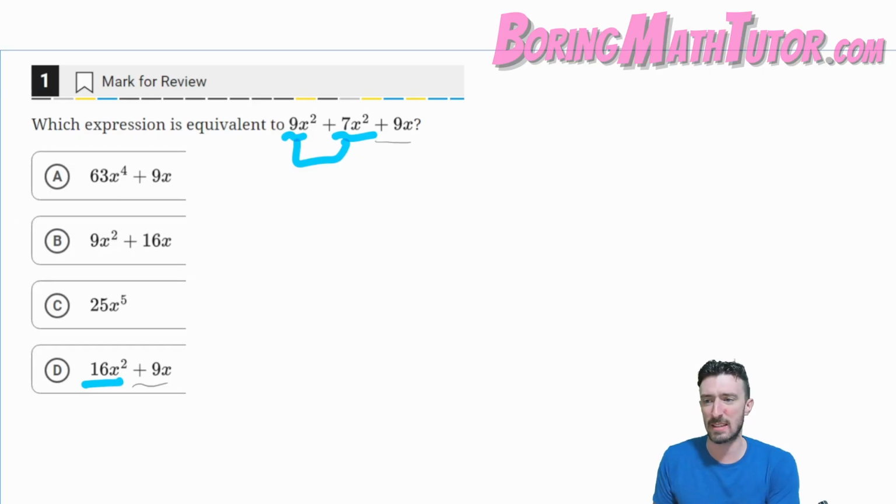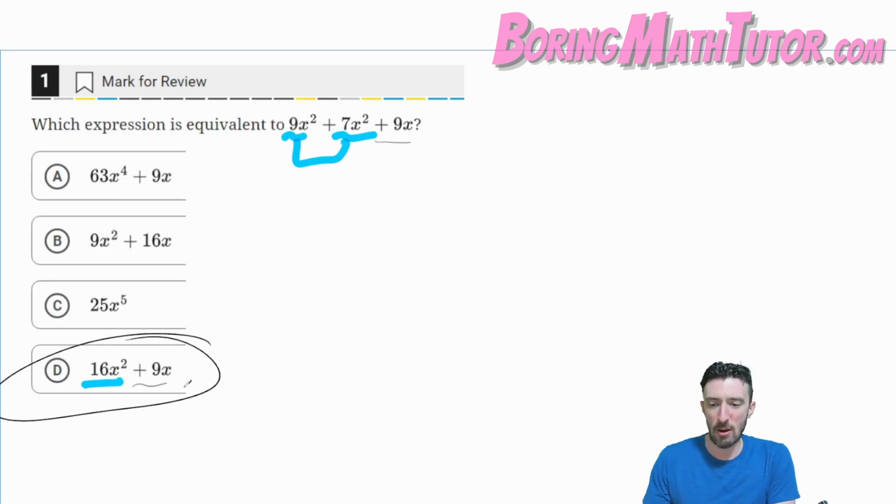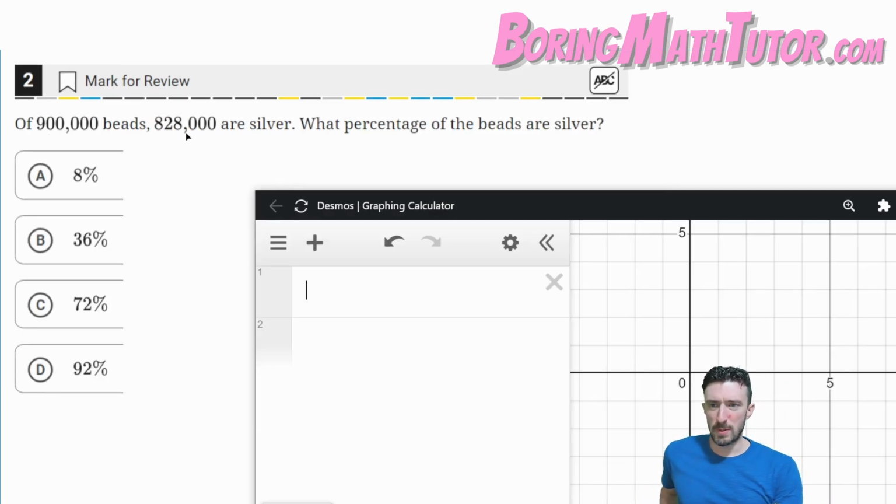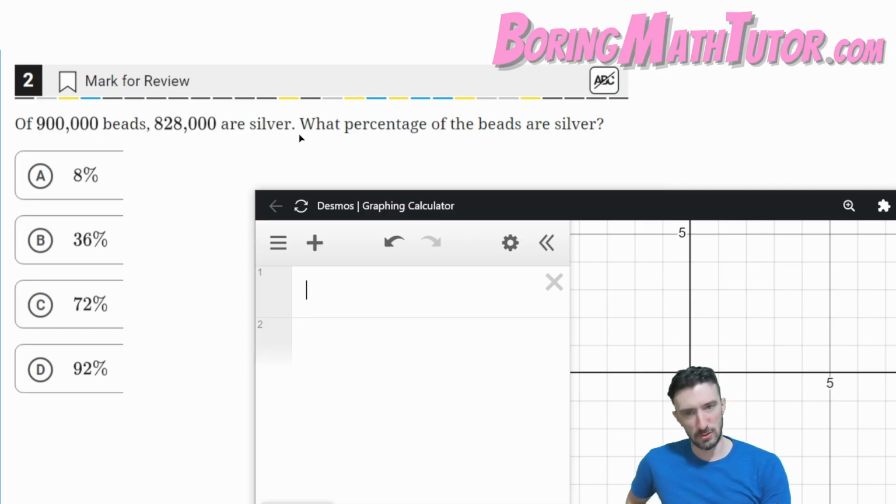The plus 9x, that stays. Can't do anything else with this. Now I'm done with the first problem. Of 900,000 beads, 828,000 are silver. So what percentage of the beads are silver?